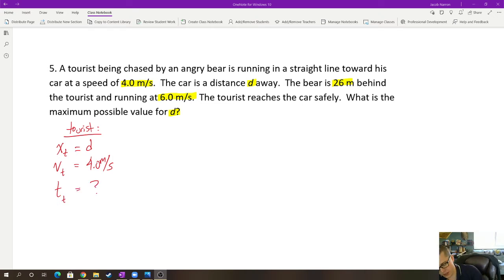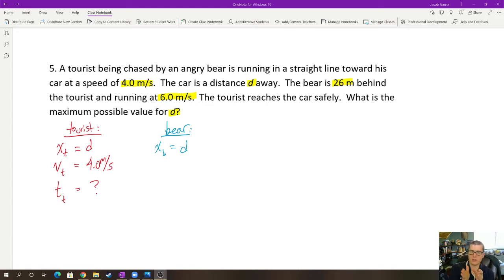Now, I want to make another list for the bear. Okay, so over here, I'm going to make some information about the bear. And the bear's displacement, okay, so this is x subscript b. The bear's displacement is going to be the same distance d that the tourist is traveling. Remember, we're talking about the biggest distance it can be, and he still gets there.